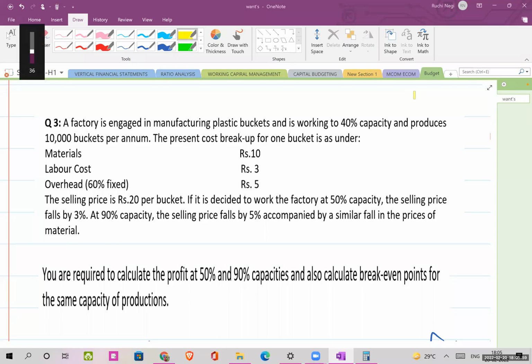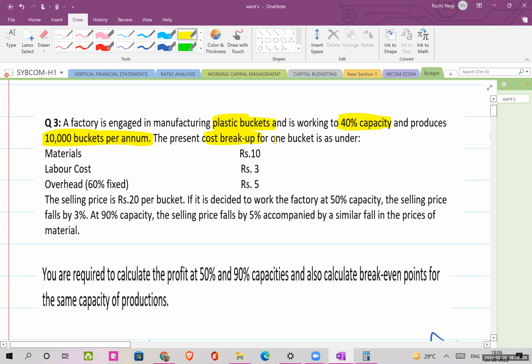Yes, students. Now let us move on to the next question, which is based on flexible budget. Once again, we are going to continue with the same. A factory is engaged in manufacturing plastic buckets. So this is the finished goods. It is working currently at 40% of its capacity, and at 40%, it is producing 10,000 buckets per annum. So this is my output.